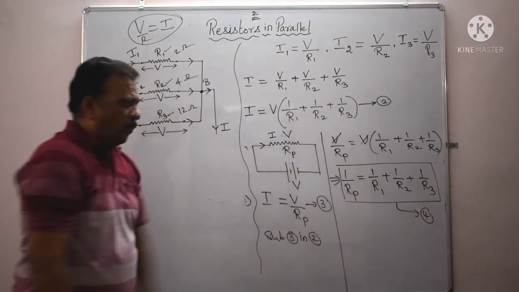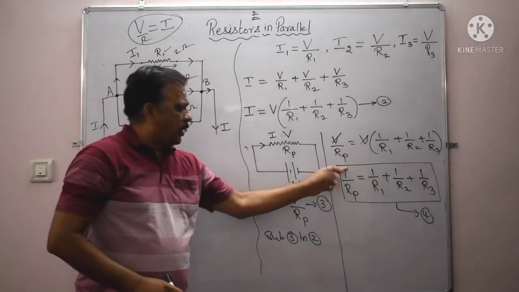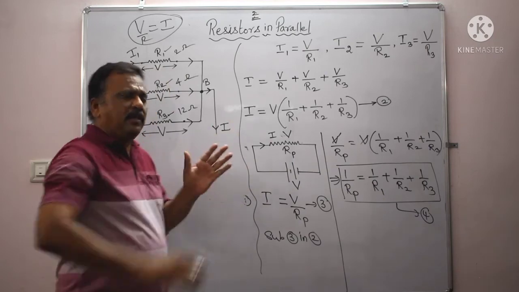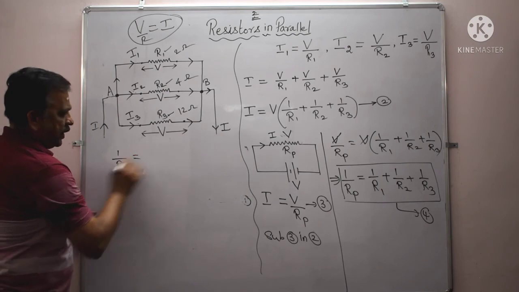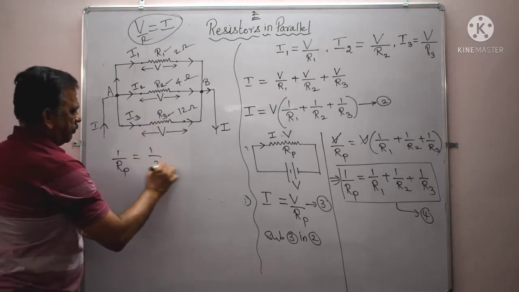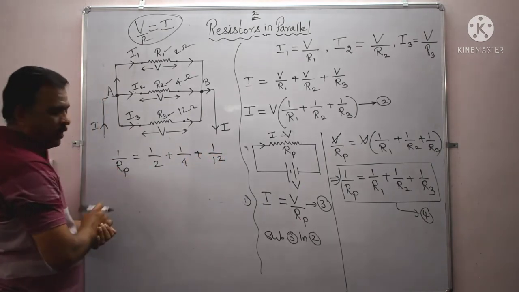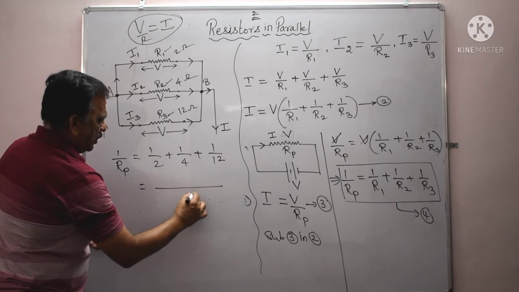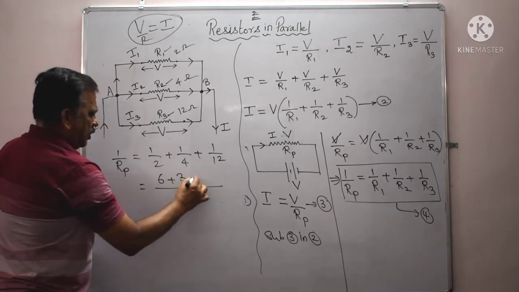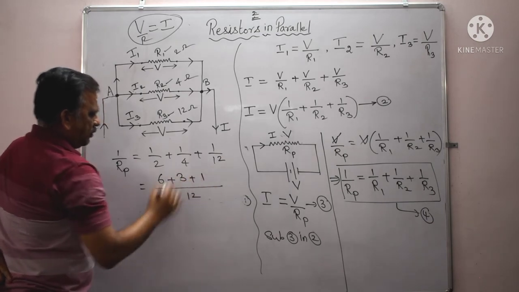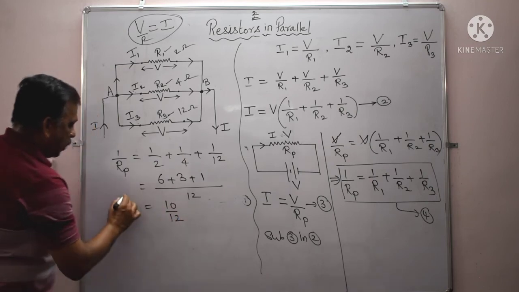If I use formula number 4, I will end up with the reciprocal of effective resistance, which on reciprocation will give me the resistance of the entire circuit put together. So 1 by R sub P is equal to 1 by 2 plus 1 by 4 plus 1 by 12. Now taking the LCM, I get 12. 12 is the LCM. So 2 6s are 12, 4 3s are 12, 12 1s are 12. So I get 6 plus 3, 9 plus 1, 10 divided by 12. So this is 1 divided by R sub P.